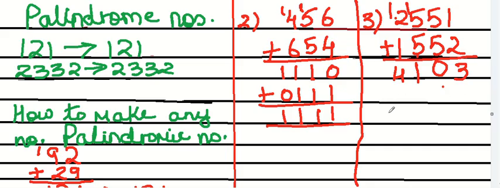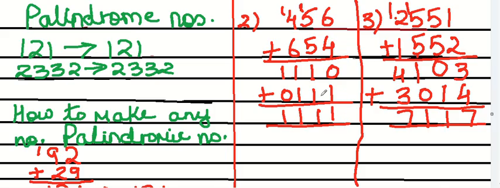So we again reverse the number and add it. We start with 3, 0, 1, 4. Now we add the number. 4 plus 3 is 7, 1, 1, 7. So now we get the palindromic number. We have to continue this process of reversing the number and adding it till the time we get a palindromic number. Hope you have understood what palindromic numbers are and how to make any number a palindromic number. Hope this is clear.